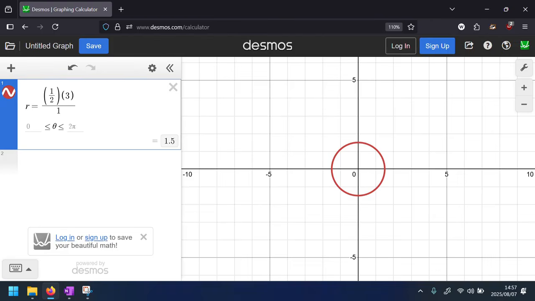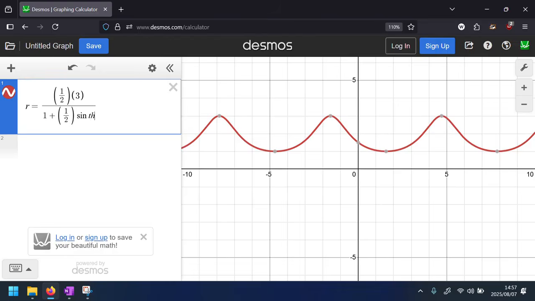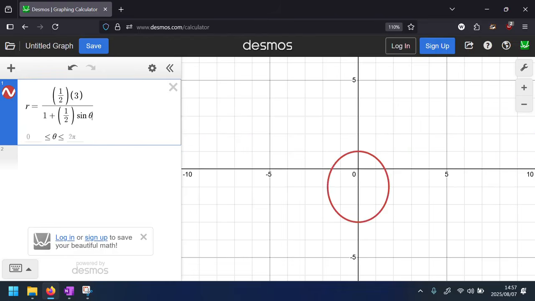Now we need plus or minus E sine theta or cos theta. Let's do sine theta with the plus. So we have our eccentricity, sine theta. There we go. We have an ellipse. And notice it's facing down. Okay. So we end up with that.